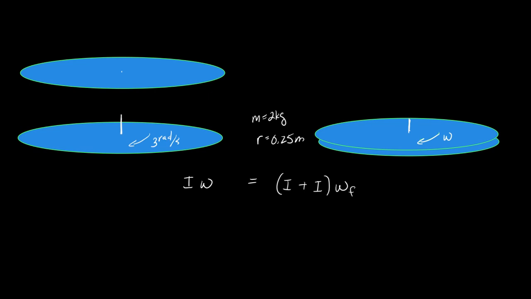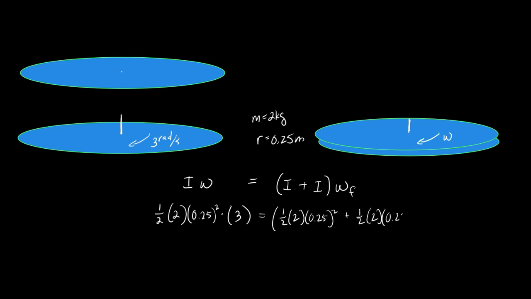So before the collision, it's a disk, so 1/2 mr squared times its initial speed of 3 radians per second. This would be the angular momentum before the collision. And then after the collision, two disks. So the first disk, 1/2 times 2 times 0.25 squared plus 1/2 times 2 times 0.25 squared. This would be the moment of inertia of the system. There's two disks spinning now, but it's probably going to have a lower final speed. That's all there is here.